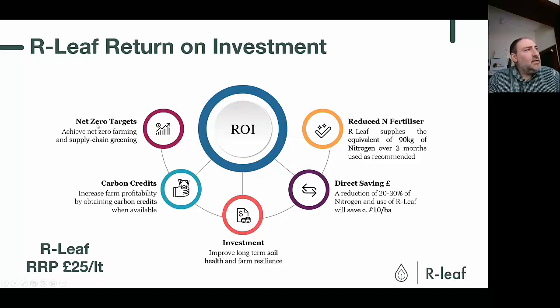So the carbon credits and the net zero, so carbon credits obviously an economic benefit, but also the acceptance by supermarkets and consumers now that that benefit of the sustainability is there as well.